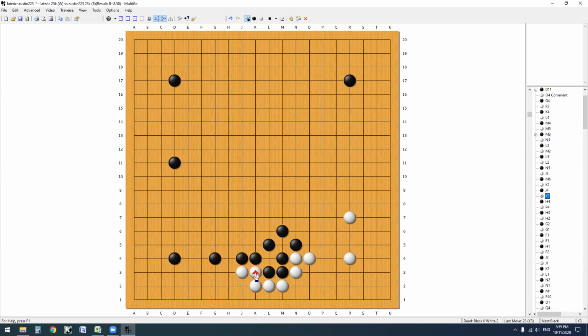See, like this move is wasted. You don't have to connect, because you're already connected.